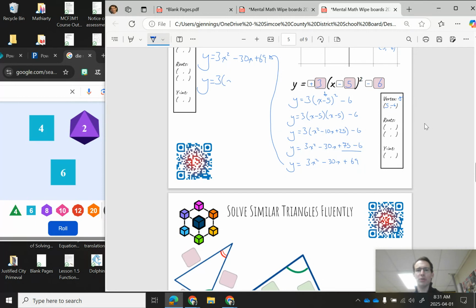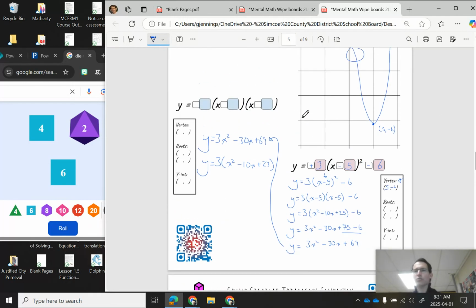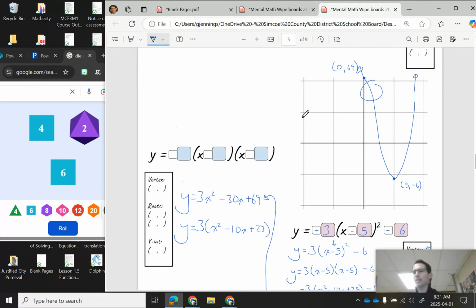So this is 3 multiplied by x squared minus 10x plus 23. 69 divided by 3 is 23. Okay? And then I might say, well, I'm confident that this parabola has roots because I can see the vertex is down below the x-axis and the y-intercept is above the x-axis. So it must cross the x-axis twice.